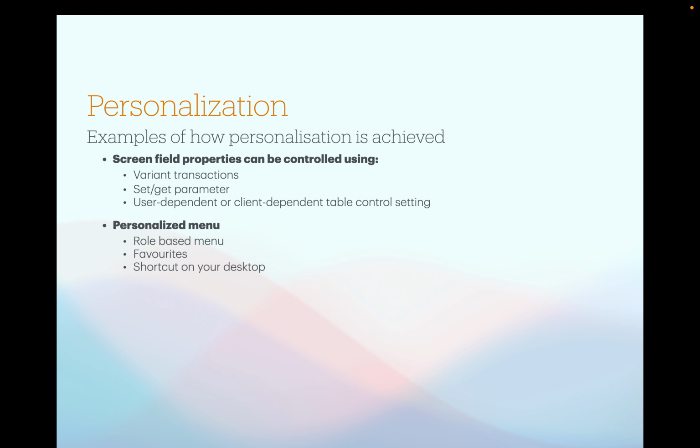The personalization menu, such as the rule-based menus, favorites, and shortcuts on the desktop, allows you to adjust the menu sequences to reflect the needs of the different user groups in your company. These are administrative tasks, or administrative configuration, that we can perform through the personalization. We will check a few of them. How can we personalize the system?